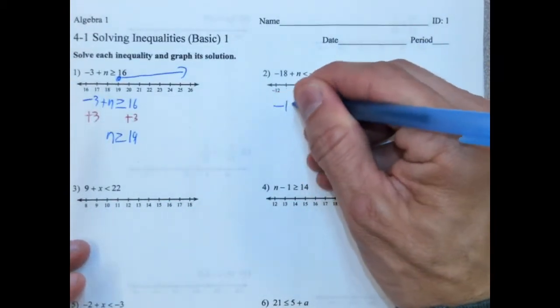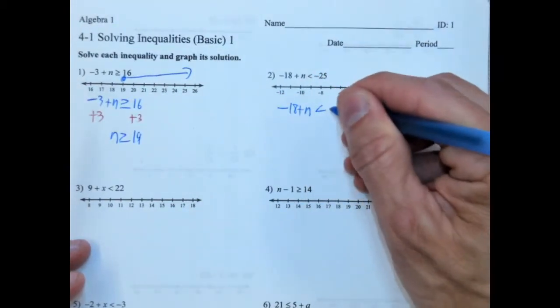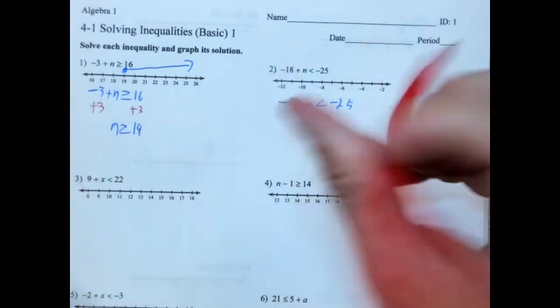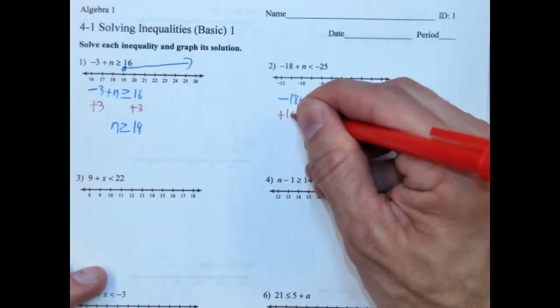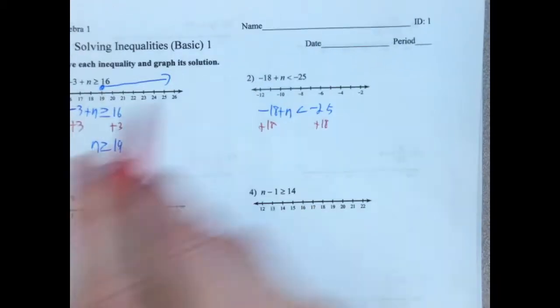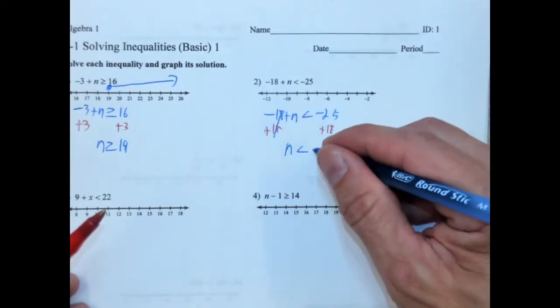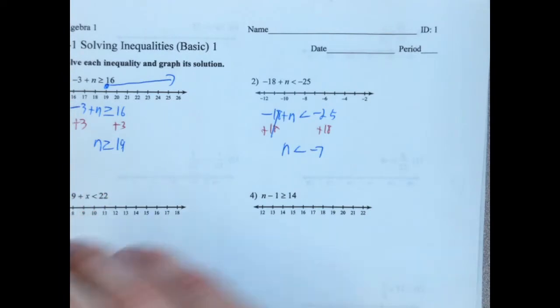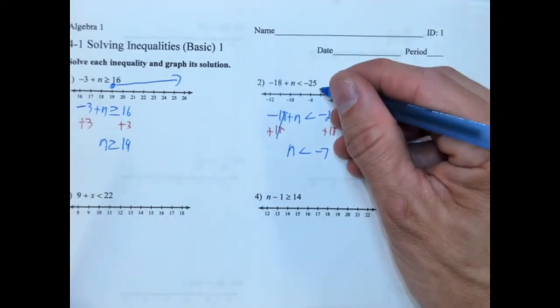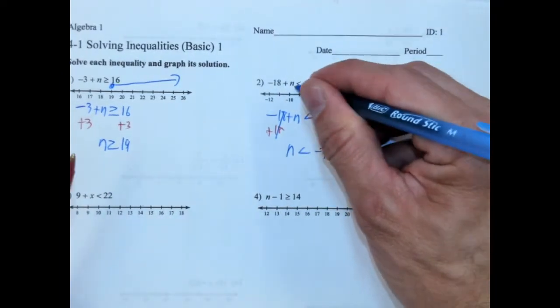Okay, negative 18 plus n is less than negative 25. We're going to add 18 to both sides. N is less than negative 7. So negative 7 would be here. It's going to be an open circle because it's non-inclusive and it's going to the left because it's less than.